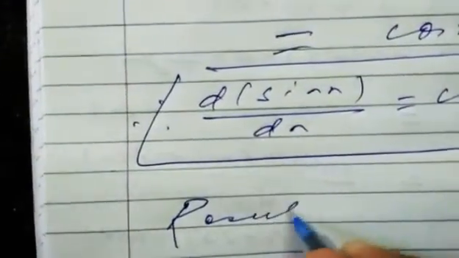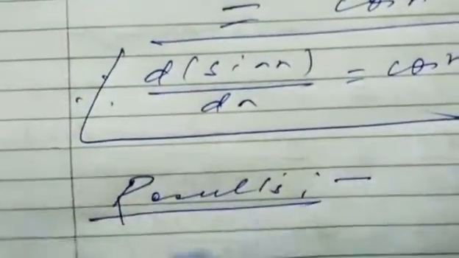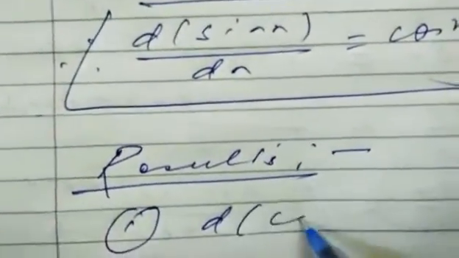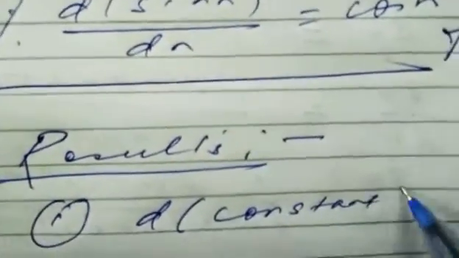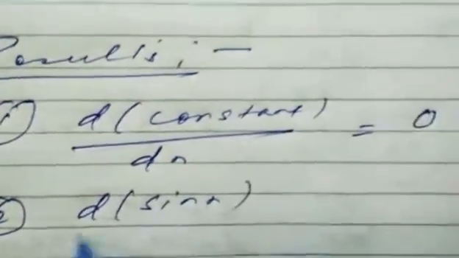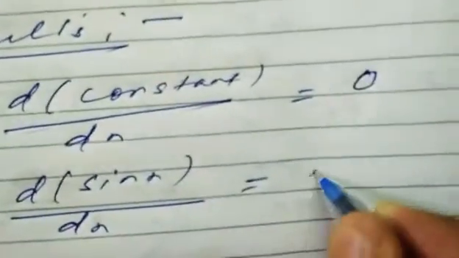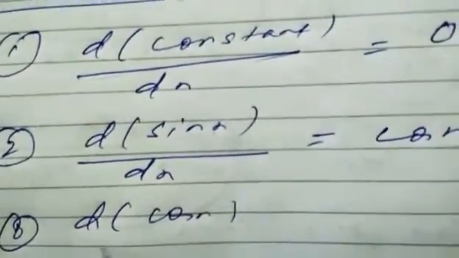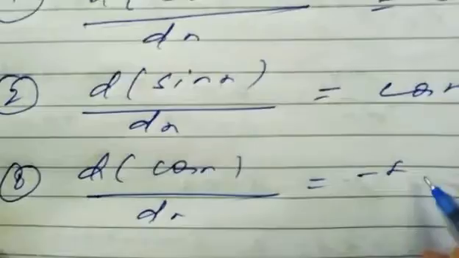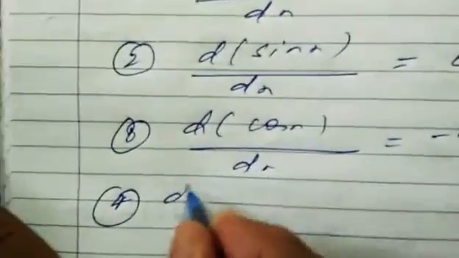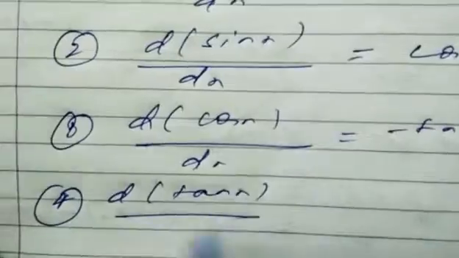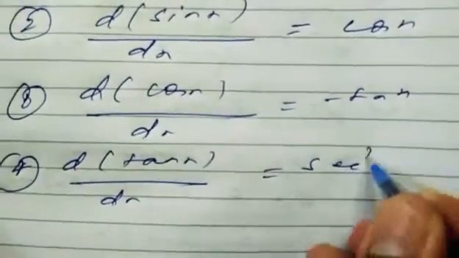Now I am putting all the results related to differentiation first, so that people can recall them. First, differentiation of a constant will be 0, because there is no change. Second, differentiation of sin x with respect to x is cos x. Third, differentiation of cos x with respect to x is minus sin x. Fourth, differentiation of tan x is sec square x.